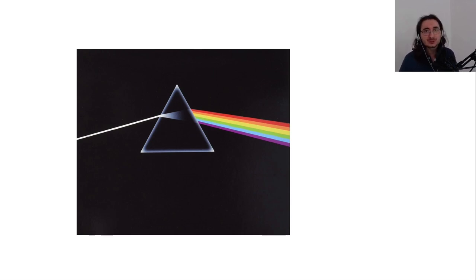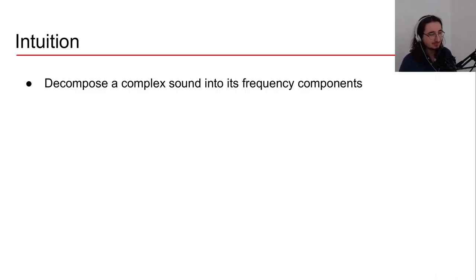So with the Fourier Transform, we do something that's very, very similar to this. The high level intuition here is that we have a complex sound, and then using the Fourier Transform, which in our analogy is the prism, we decompose the complex sound into its frequency components. Because if you remember from one of my initial videos, complex sounds are made up of many different pure tones added up, superimposed together. Okay, so this is basically the first intuition that you have.